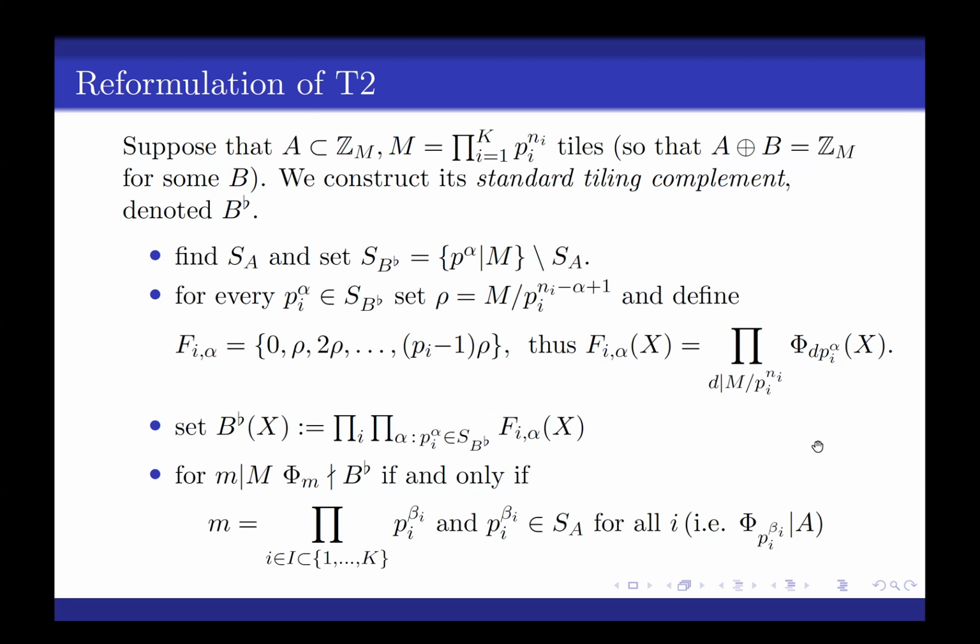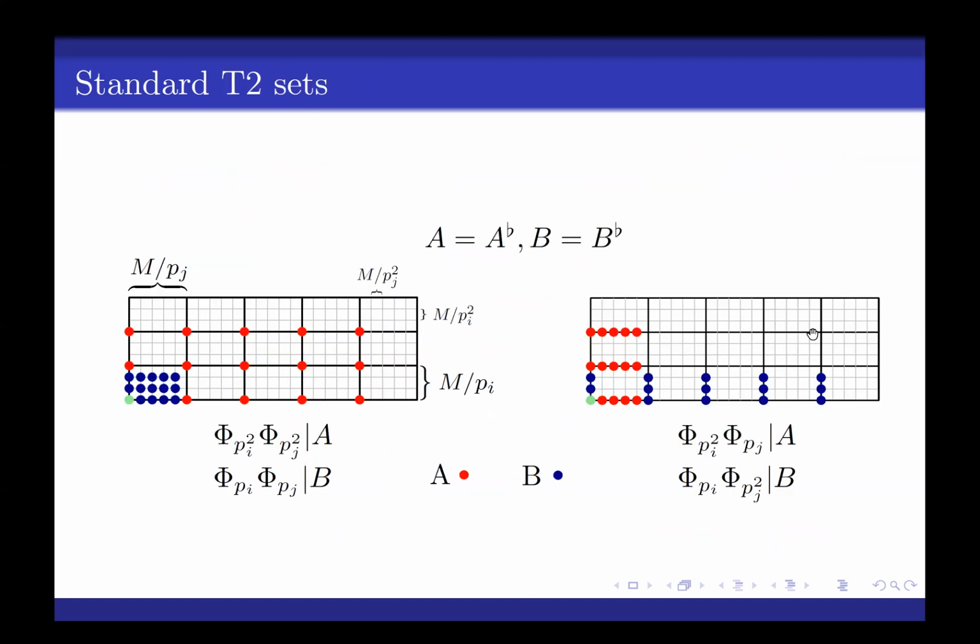Okay, so now we have the set B standard, and given that A satisfies T2, we have that A and B standard are a tiling pair. Now, before I actually show you the theorem that I wanted to have here, let's have a look at a geometric representation of the standard sets.